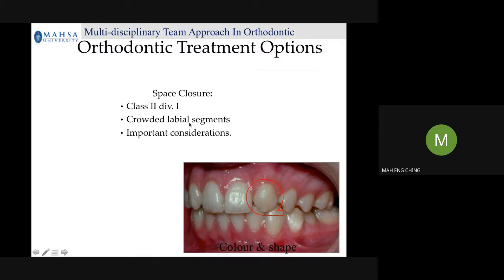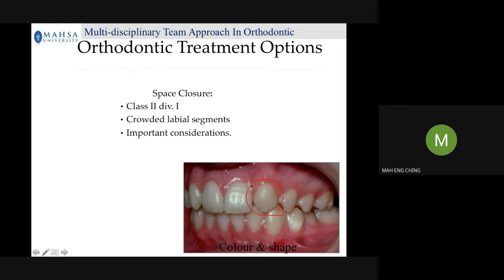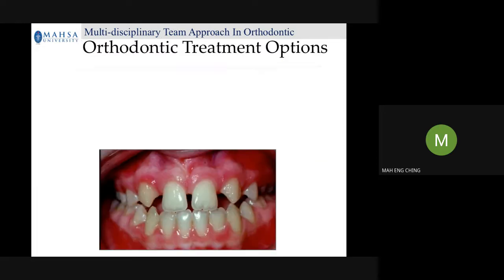Then crowded labial segment. Let's say there's not enough space for the central incisor, and sometimes even up to the canine and the premolar area, then you can use the space to relieve the crowding. So for crowded cases, you can do space closure. Before you decide to close the gap, of course you have to consider the important factors: the canine width, the size, the gingival height, the smile line. Everything comes into consideration.